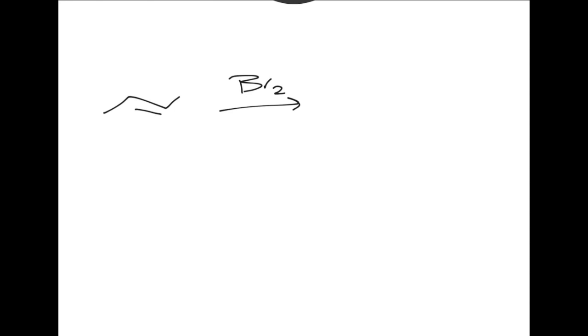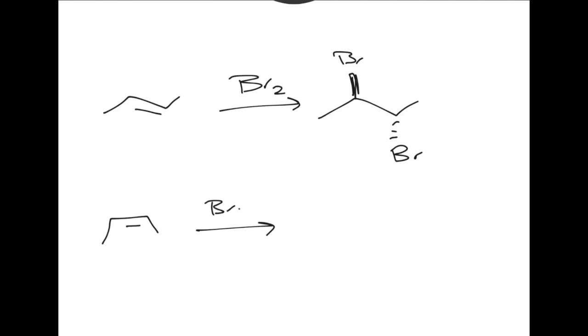Right, so when Br2 adds to a double bond, the bromines end up on opposite sides. One ends up forward, one ends up back. So let's say we have wedge and dash. Super easy, right? When you have a cis double bond, you have Br2, still one bromine ends up forward, one bromine ends up back.